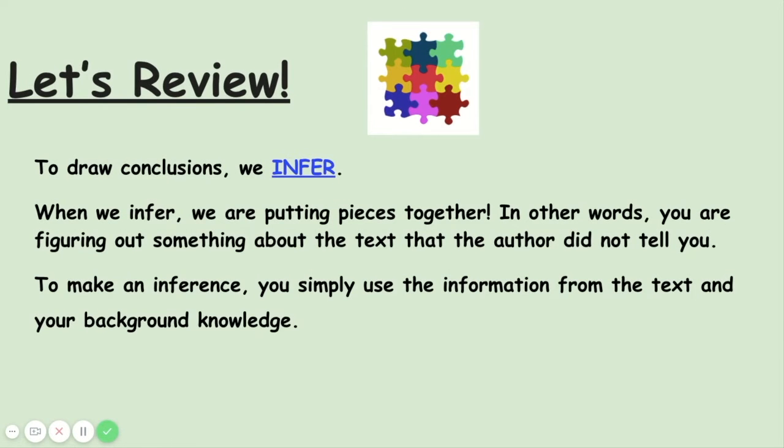Now let's review our skill. To draw conclusions, we do something called making an inference, or we infer. When we infer, we are putting pieces together. In other words, you are figuring out something about the text that the author did not directly tell you. To make an inference, you use the information from the text and your background knowledge, which is what you already know.